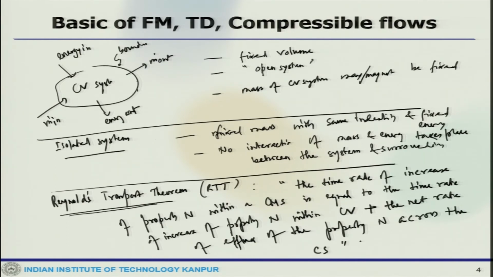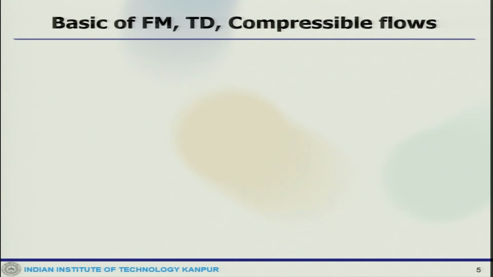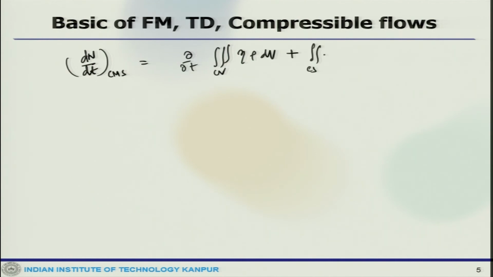So, once you derive that, it will look like dN/dt across a control mass system, which is ∂/∂t of the control volume integral of η ρ dV plus the control surface integral of η ρ v · dA.